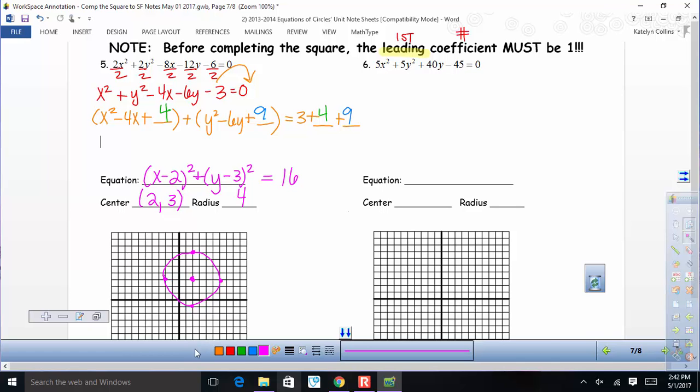Okay, is changing the leading coefficient difficult? Okay, well then let's do one more. So for number 6, what would we divide everything by? 5. So divide every single thing by 5. And that gives us x squared plus y squared plus 8y minus 9 equals 0.